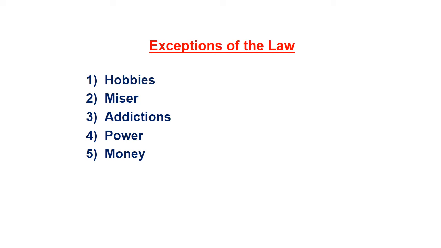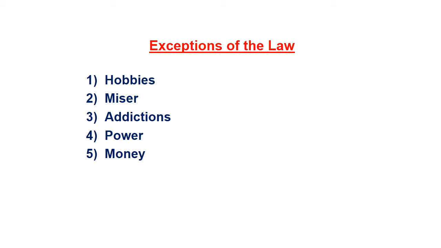Number 2 is a miser. Miser means a greedy person. Suppose at this moment I want 1 crore rupees. By my efforts I got 1 crore rupees. Again I am not satisfied, I want 10 crore rupees. So here my MU goes on rising and not falling with the additional unit of money. So miser is also an exception of the law.